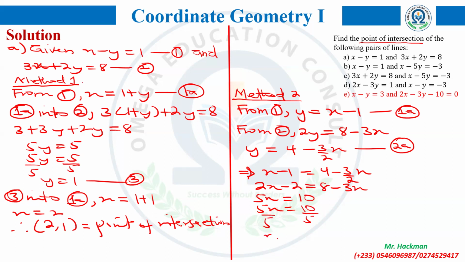So x will be equal to 2 here. You can see that it's the same x value. Then now, you call this equation 3 and go and substitute into this equation, and you get 2 minus 1. And that will also give you, let me squeeze that one here. I will go to the next page rather. It will be better that way.